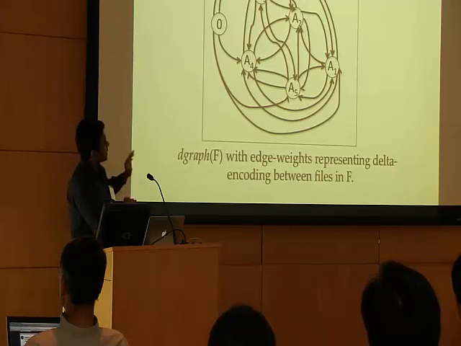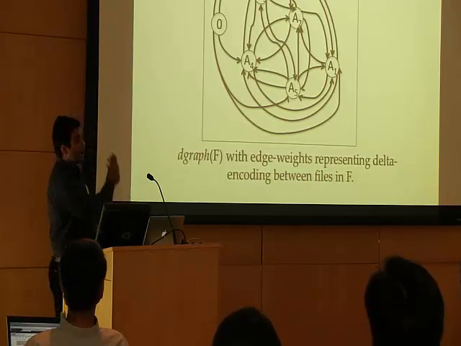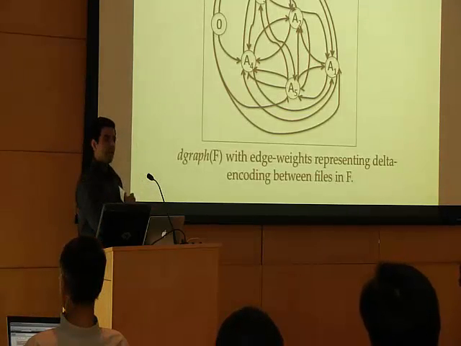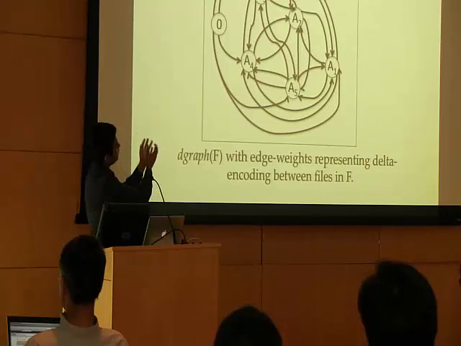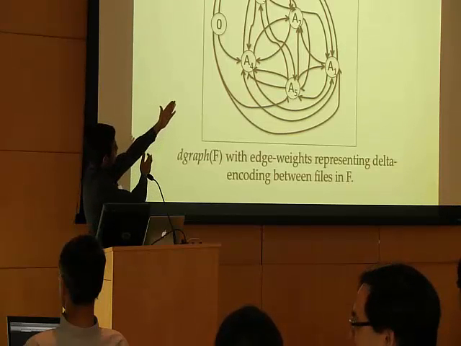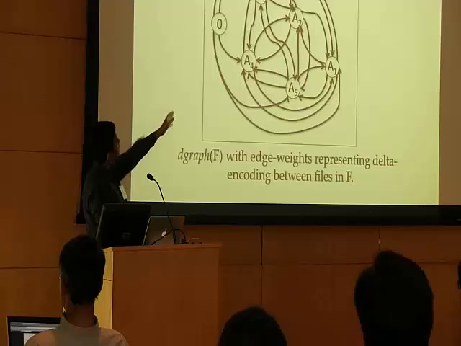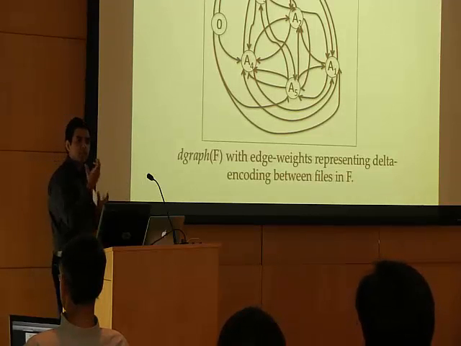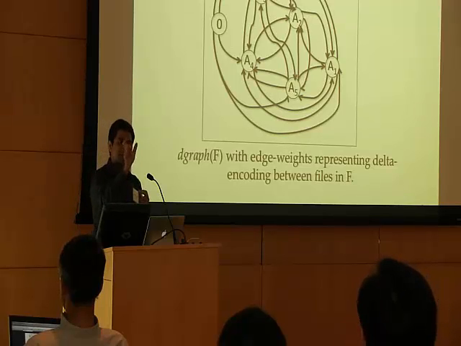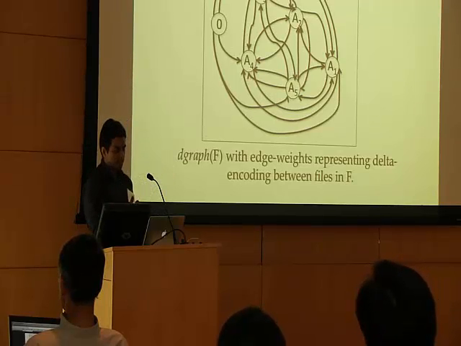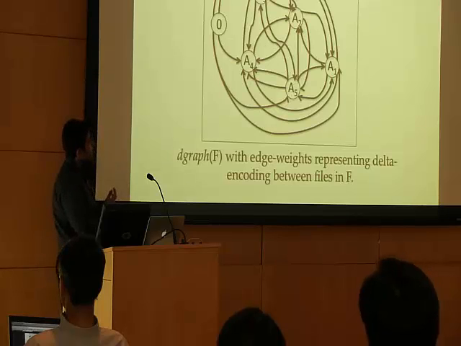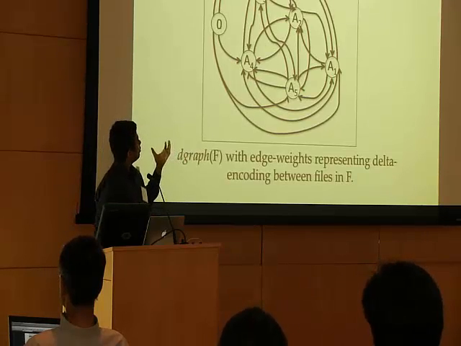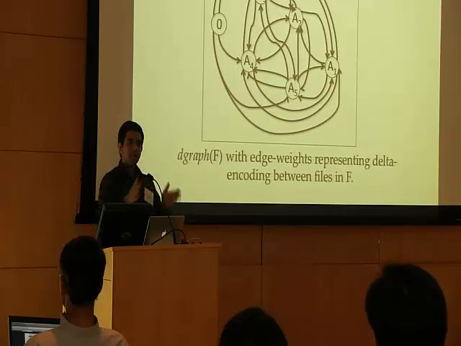I apologize for this graph. This is the best I could make. But what's going on here is that we take each file and we create this graph in which the weight of each edge is the size of the difference between the two files. So intuitively, this graph is trying to capture the pairwise differences between all the files in the system. So why do we need this graph? Now, this graph tells me the most compact way in which I can maintain the files.